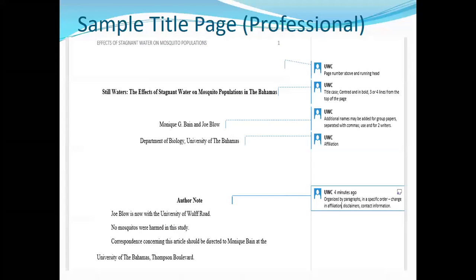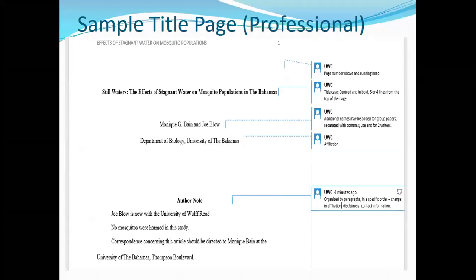So this is my professional paper of the same title. If you'll notice at the top left, we have the running head, Effects of Stagnant Water on Mosquito Population. So that's a shortened version of the title. Maybe not so short. I guess I could have said impact of stagnant water on mosquito population.